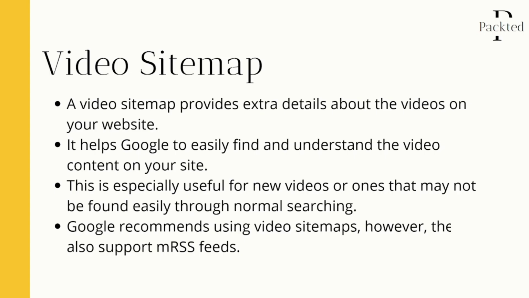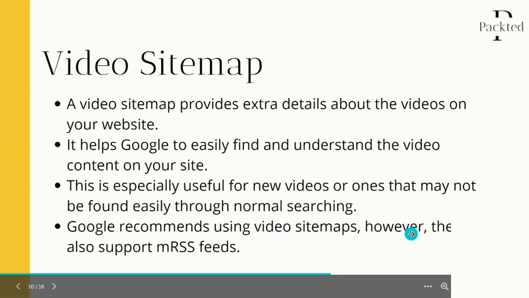Now we are talking about the video sitemap. So a video sitemap provides extra details about the videos you have on your website. It helps Google to easily find and understand the video content on your site. This is especially useful for new videos or the ones that may not be easily found through normal searching, or they're not hosted on places like YouTube, so that they are accessible to everyone. And Google recommends using video sitemaps. However, they also support MRSS feeds.